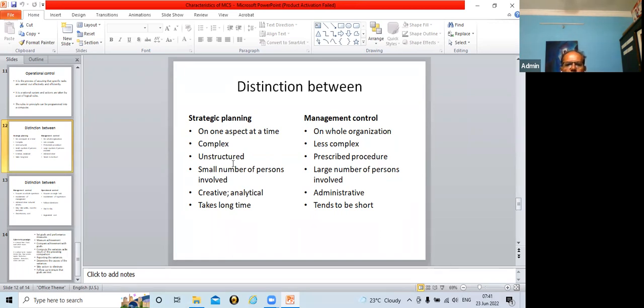And then the next point: strategic planning takes a long time, whereas management control is for a short time. So this is the difference between strategic planning and management control.